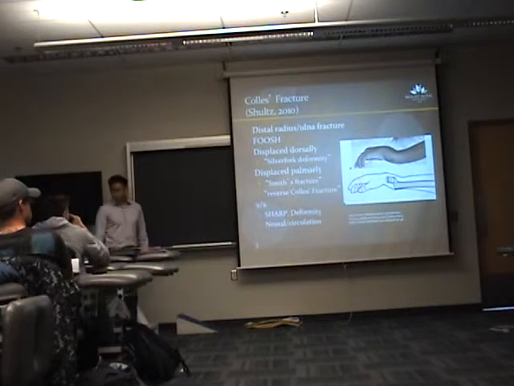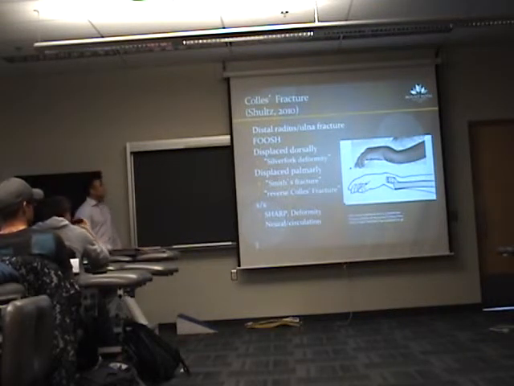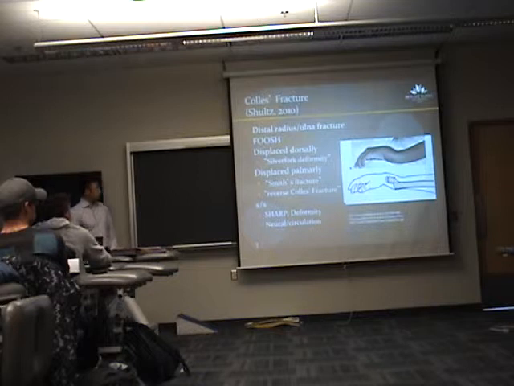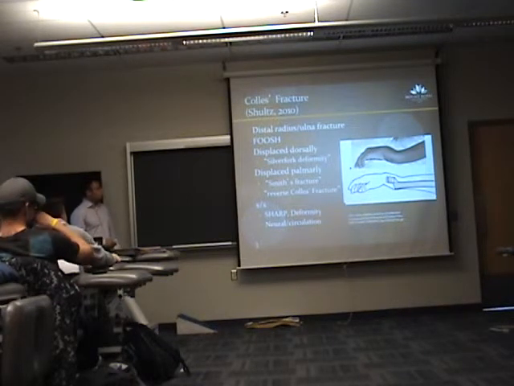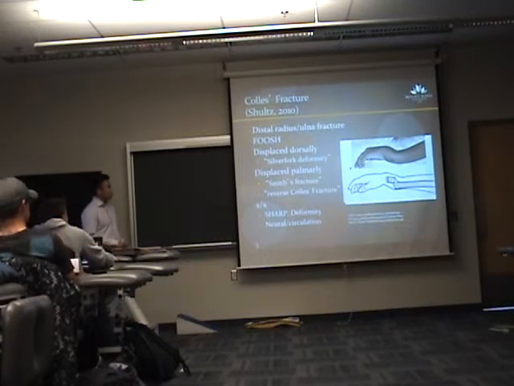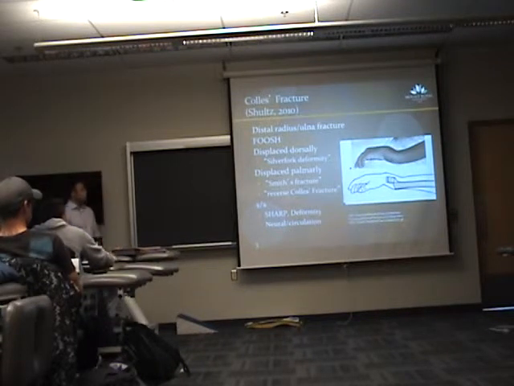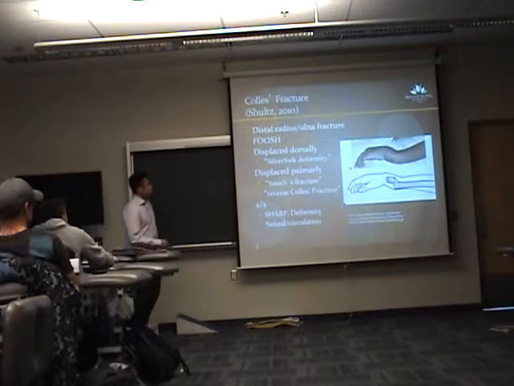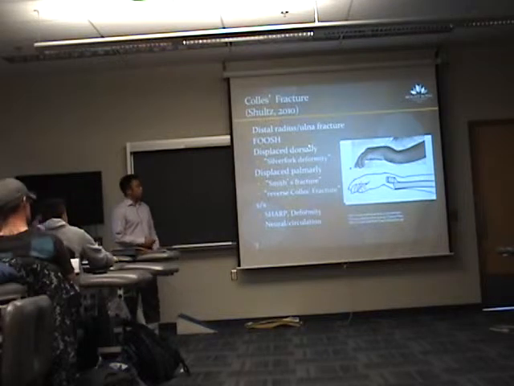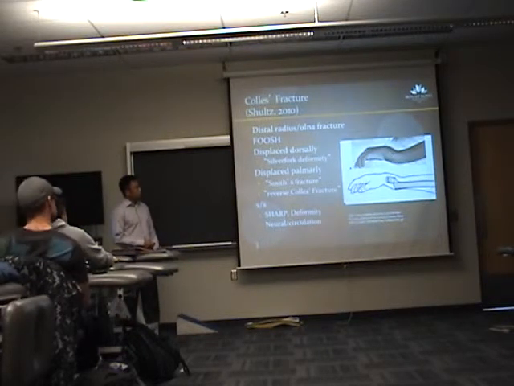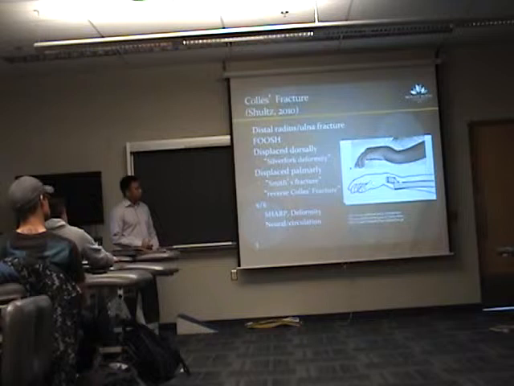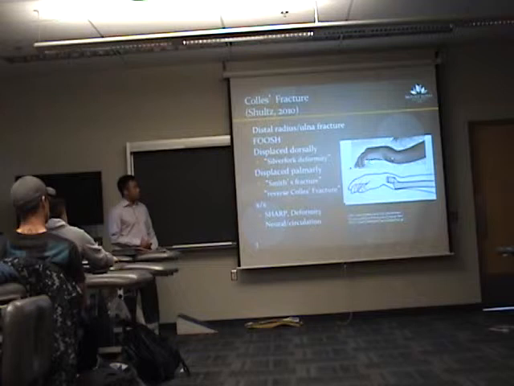So the first one we'll talk about is a Colles fracture. Distal radial ulnar fracture. If it's displaced dorsally, it's a silver fork. If it's displaced palmarly, it's a Smith's fracture. The dorsally and the palmarly, that's the radius and ulna. So if the radius and ulna is displaced dorsally, it's a silver fork. So dorsally, this is palmarly, where that is displaced towards the palm, and then vice versa for the other way.